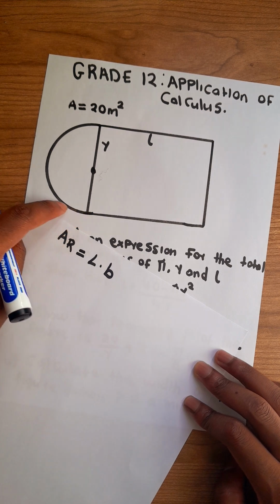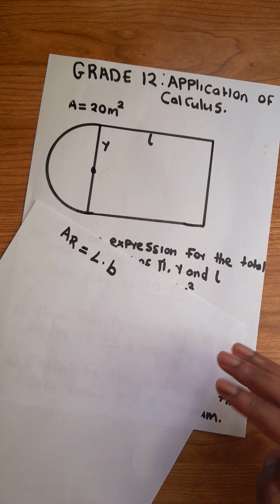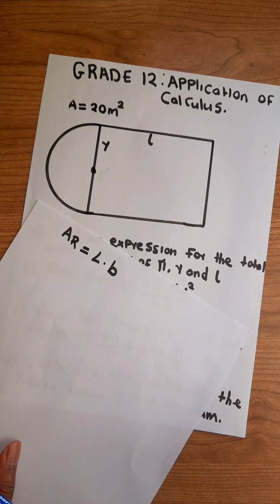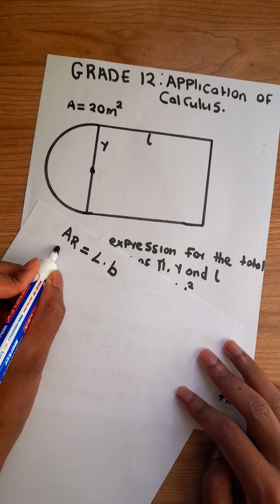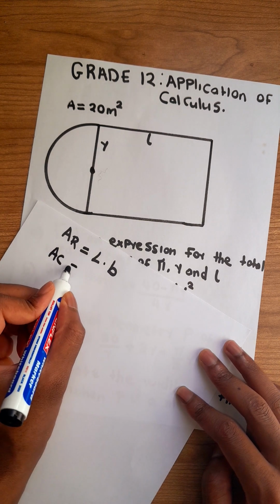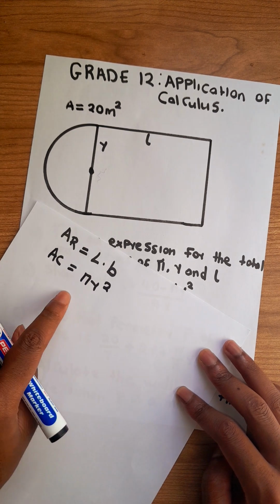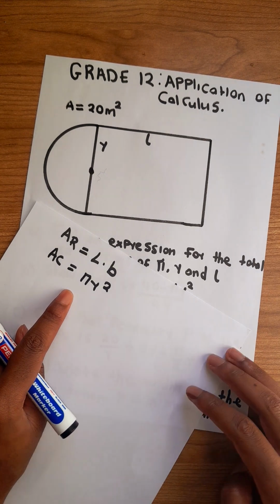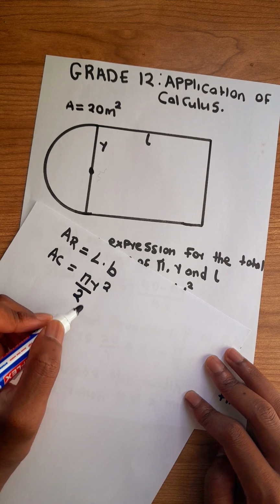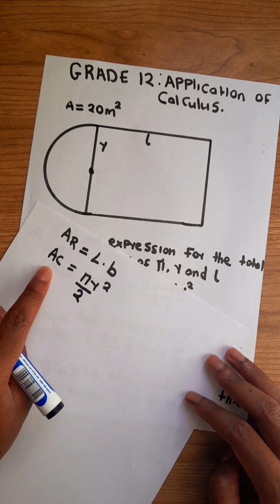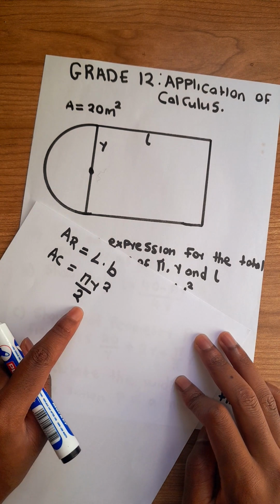What about this? This looks like a circle, but this is a semicircle. On the statement, it's just that I didn't copy the statement from the question paper. So we know that the area of a circle is pi r squared. But since it is a semicircle, it is half a circle, we divide it by 2.